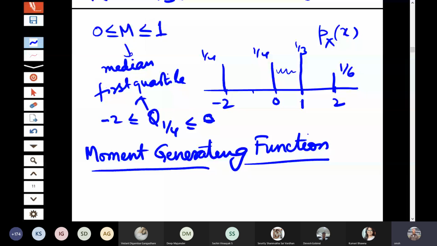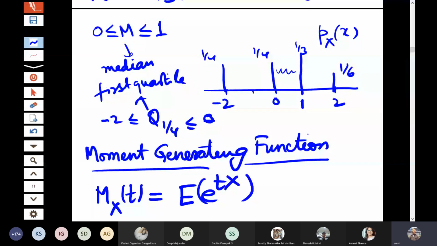So now I talk about a function called a moment generating function. If X is a random variable, we define M_X(t) equal to the expectation of e to the power tX, where t is any real number.